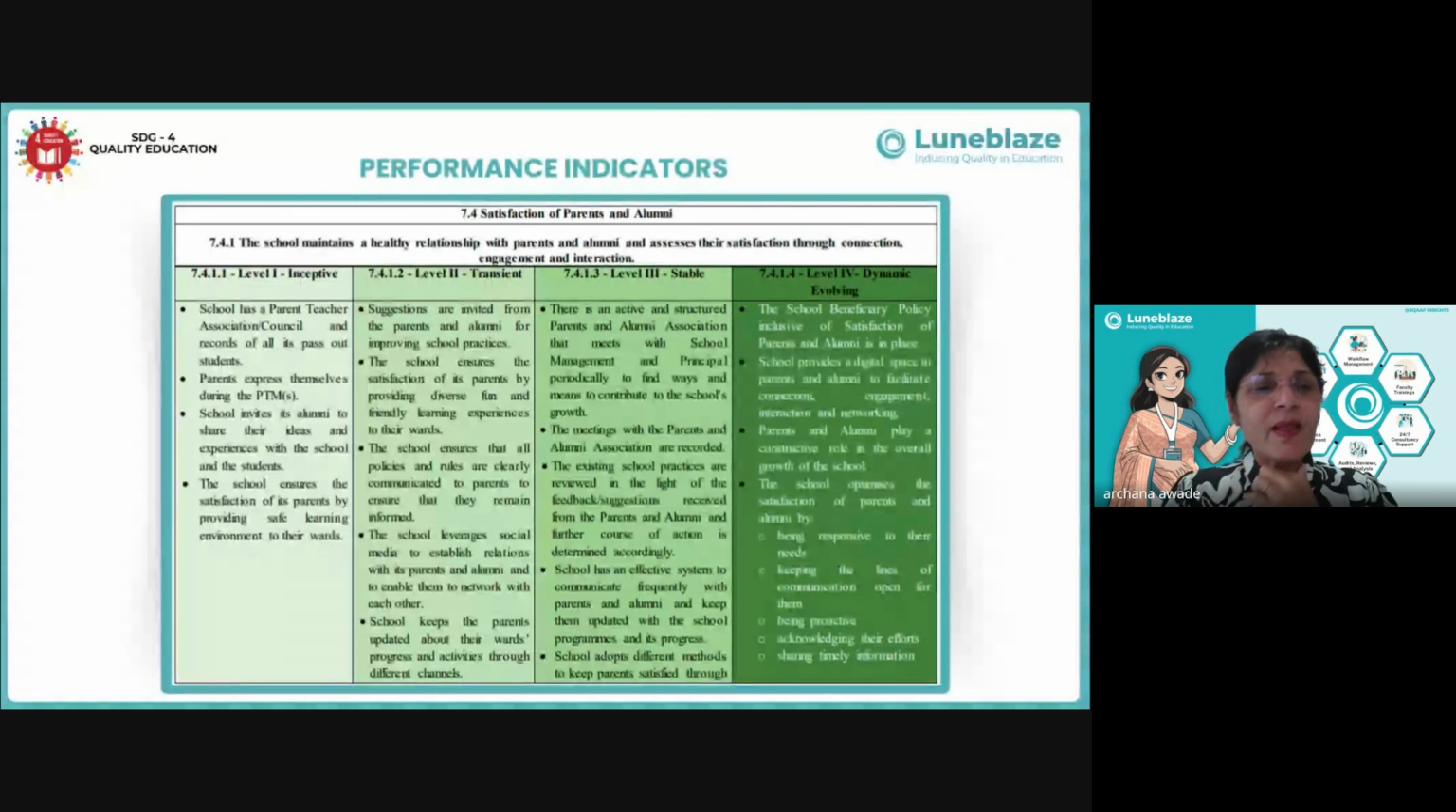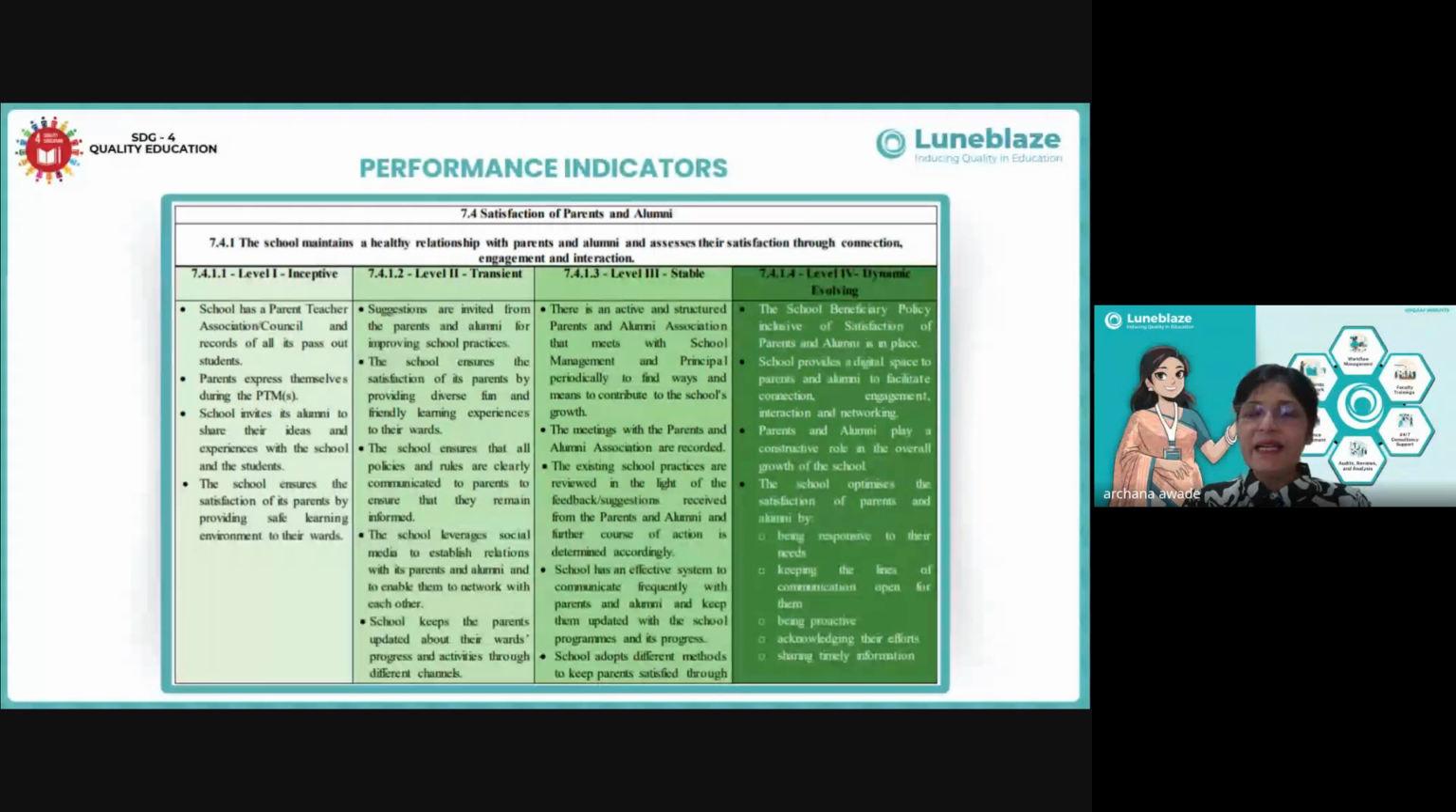These statements and levels have been defined by the SQAAF framework, and every faculty member of the school should look into at what level we are involving our parents and alumni to raise the beneficiary satisfaction domain of your school. The goal is not just satisfaction, but meaningful partnership that enhances growth for students and the school.